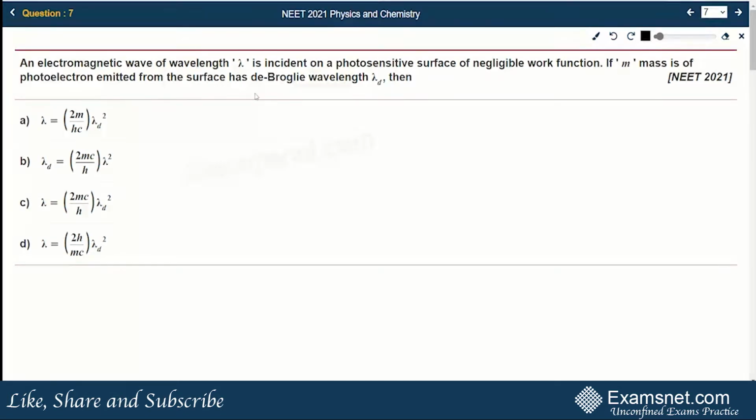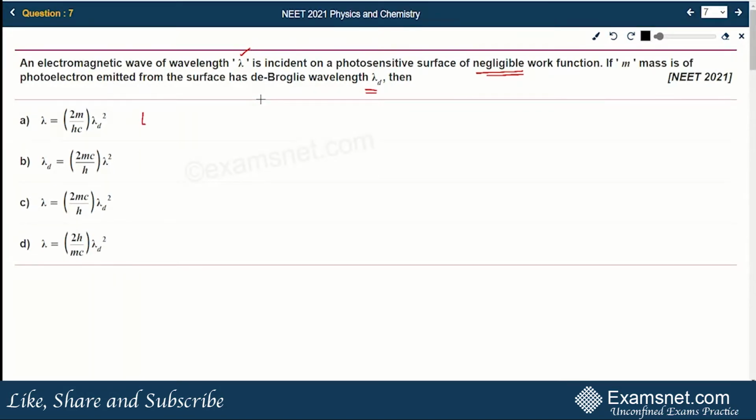Alright, now let's move to question number 7. It is from the chapter Dual Nature of Radiation and Matter. The question is, an electromagnetic wave of wavelength lambda is incident on a photosensitive surface of negligible work function. If m is the mass of a photoelectron emitted from the surface with de Broglie wavelength lambda d, then we have to find out which is the correct option here.